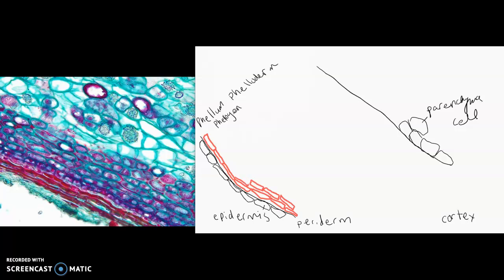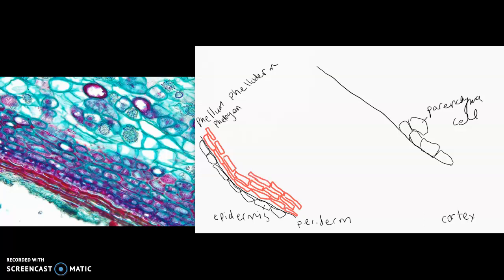So bacteria, viruses, fungal pathogens. It also is a barrier to water, so that water is just not constantly leaking out of the trunk. So you'll see a pretty dense, heavy layer of cells forming the phellum.